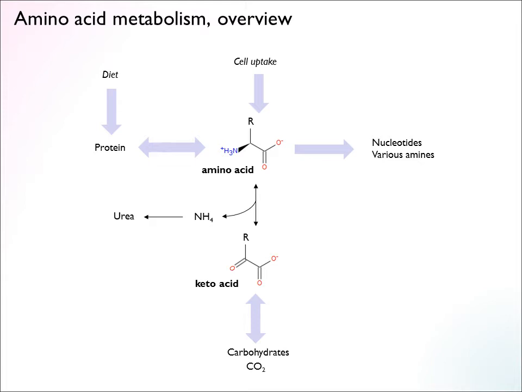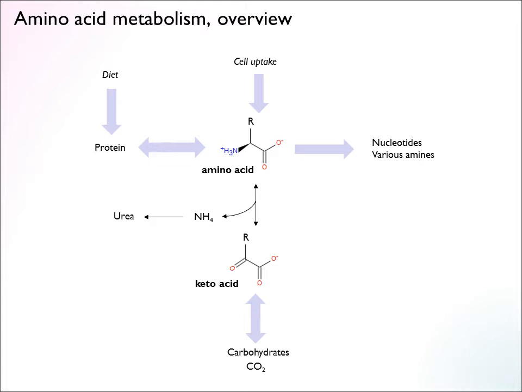So amino acids are generally obtained from diet via protein, or if you grow cells in culture, you generally have free amino acids in the medium, and then you have uptake of amino acids directly from that. They are important intermediates in a lot of cellular metabolic processes. They are substrates for generating nucleotides. That's an important product from amino acids. There's a variety of other amines, things like histamine, for example, which are derivatives of amino acids, and a variety of compounds that contain amine groups come from amino acids.